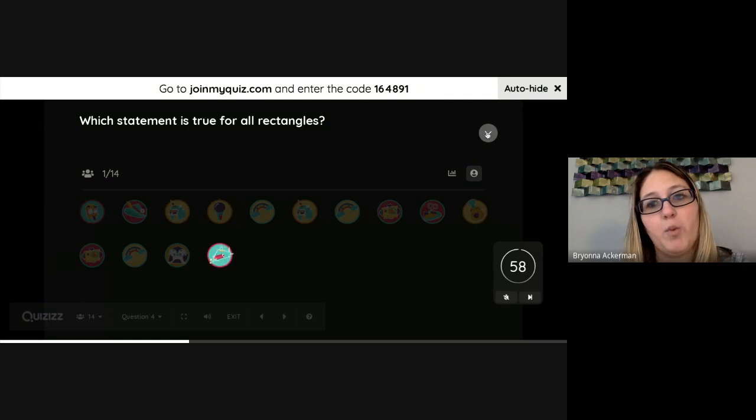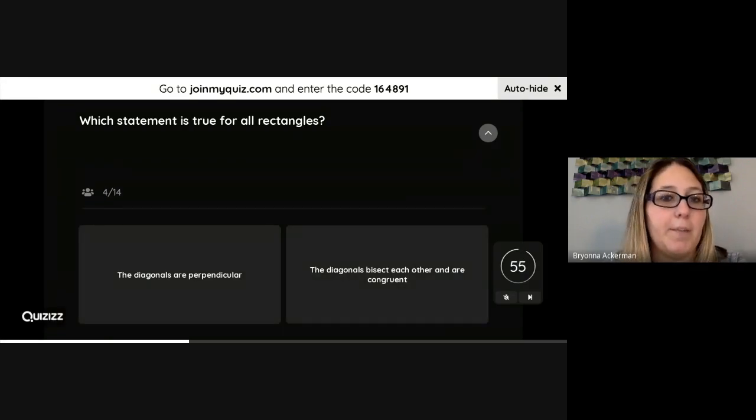Okay, we want to know which one is true about all rectangles. So you got to think about all rectangles. The reason we're saying all rectangles is because sometimes a rectangle might follow some of the rules of a square, but not always. And so we want to know which one of these always follows the rules, right, of a rectangle.